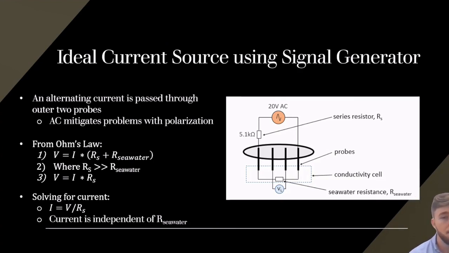Therefore, from Ohm's law, if the series resistor is much higher than the resistance of the seawater, the total resistance can be assumed or approximated to be the series resistor. This allows you, when solving for current, to find that current is now independent of any resistance that one would find in seawater. It's important to note, too, that a benefit of using alternating current is that it mitigates problems with polarization, where polarization is the accumulation of charges at the current carrying electrodes, which negatively and wrongly affects your measurements.